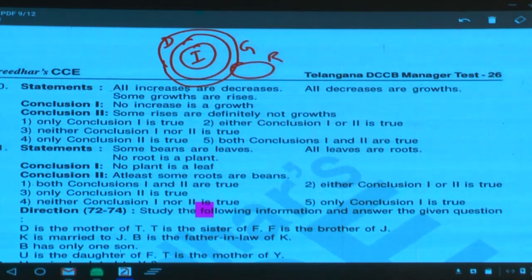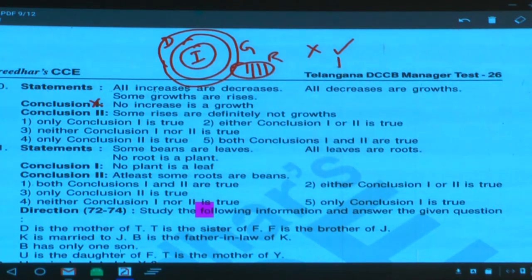Then what is the first one here? No increase is a growth. No increase is a growth will be false because all increases are growth. No increase is a growth is definitely false. And coming to the second, some rises are definitely not growth. As of now, some of the rises are not growth. These are the rises which are not growth, is true, isn't it? Hence, first conclusion false, second conclusion is true.